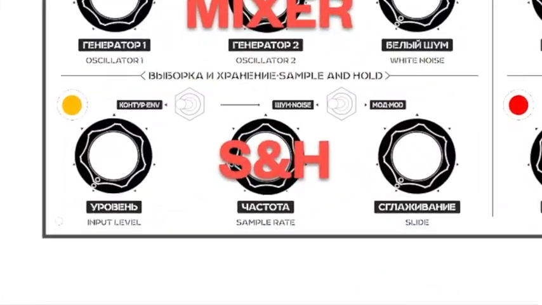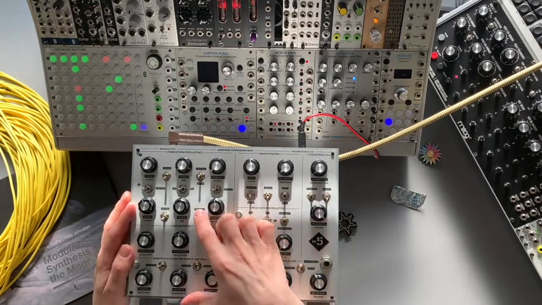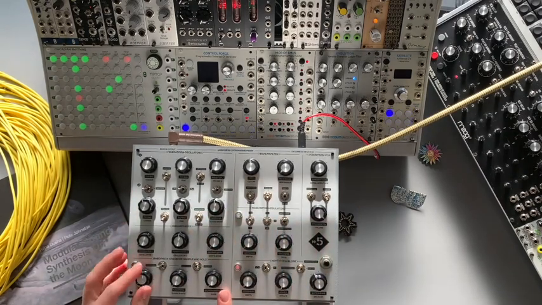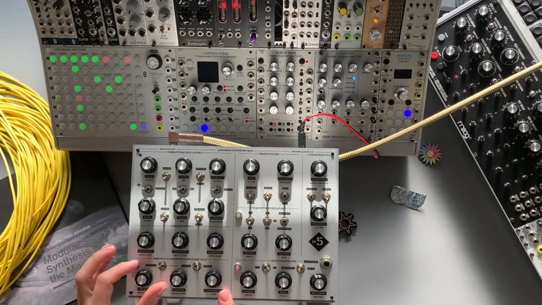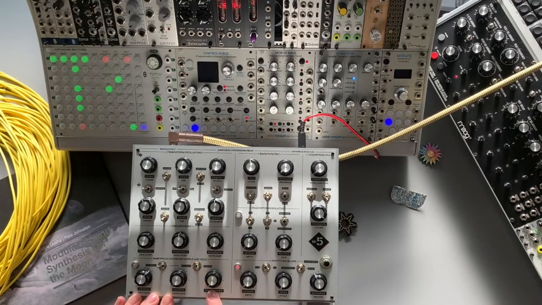Sample and hold. Sample and hold receives variable voltage on the input and uses this value to cut the waveform to steps or samples. We can adjust the rate of samples and slide the edges that will smooth the sound.